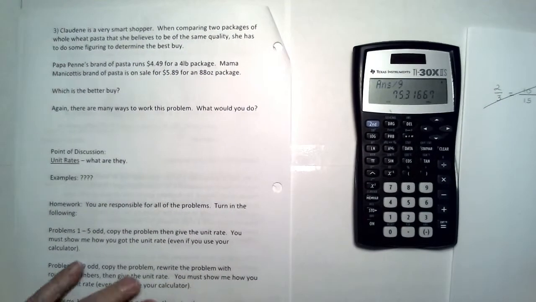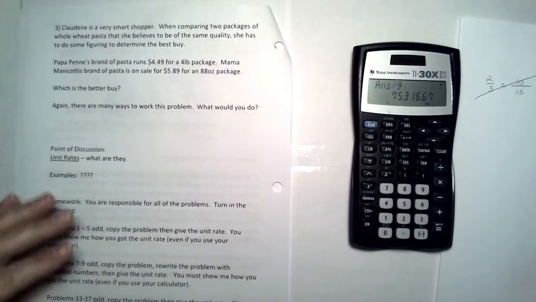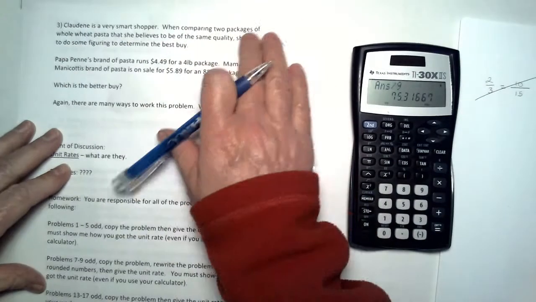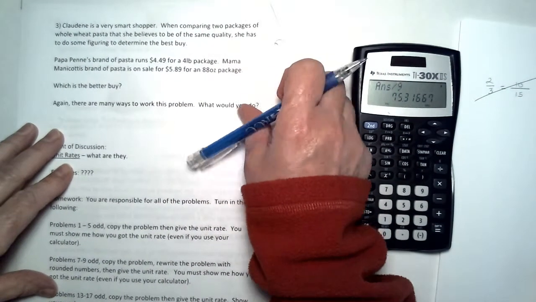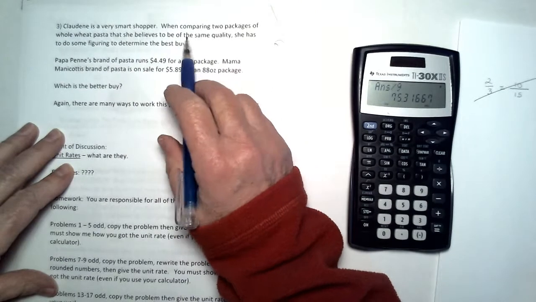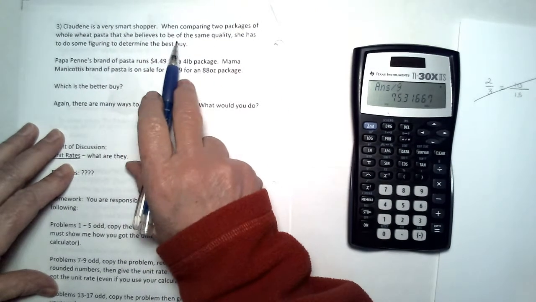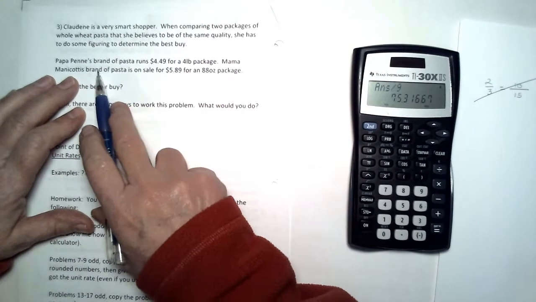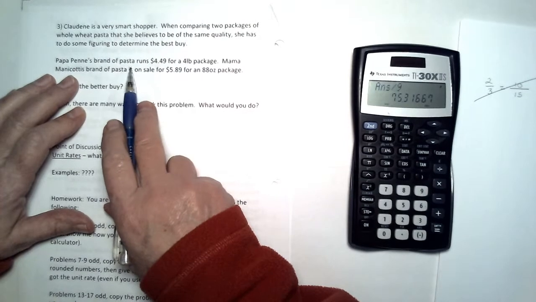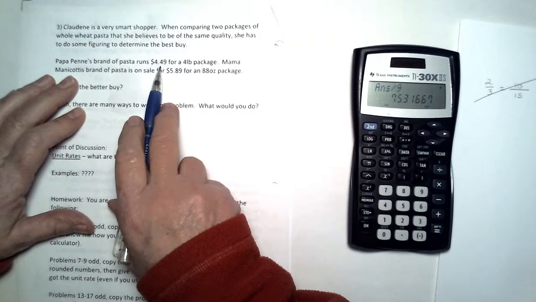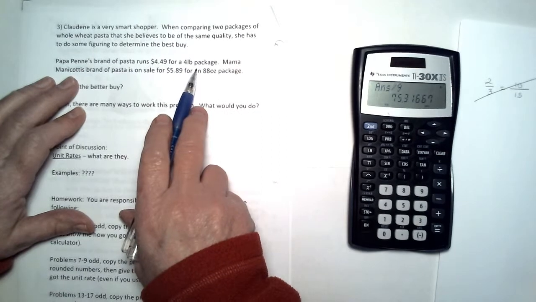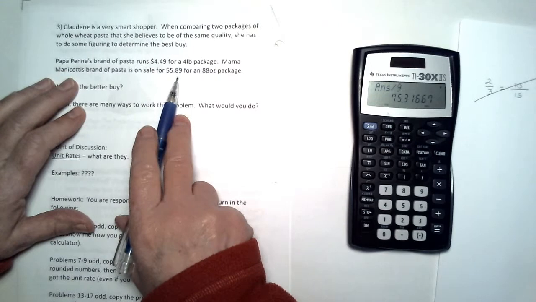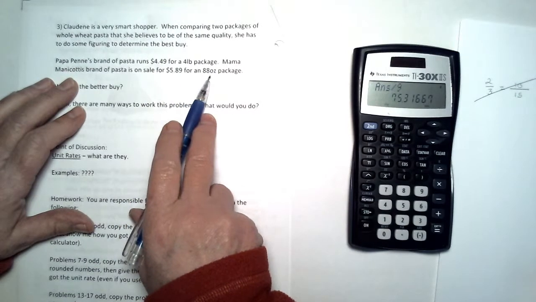Claudine is a very smart shopper, and when comparing 2 packages of whole wheat pasta that she believes to be of the same quality, and the reason I say that is because sometimes we're willing to pay an extra price for something that's a better quality. But when comparing 2 packages of whole wheat pasta she believes to be of the same quality, she has to do some figuring to figure out which one's the best buy. Papa Penne's brand of pasta is $4.49 for a 4-pound package. And Mama Manicotti's brand of pasta is on sale for $5.89 for an 88-ounce package.